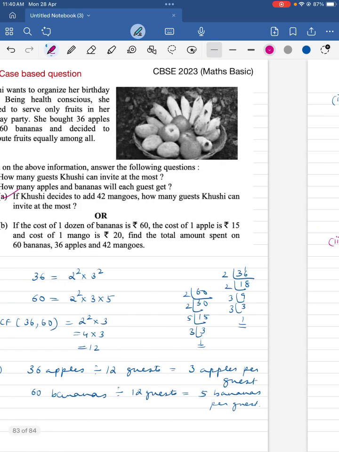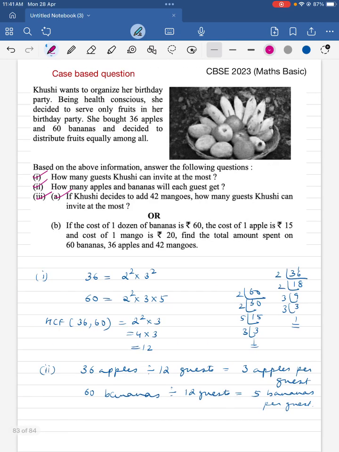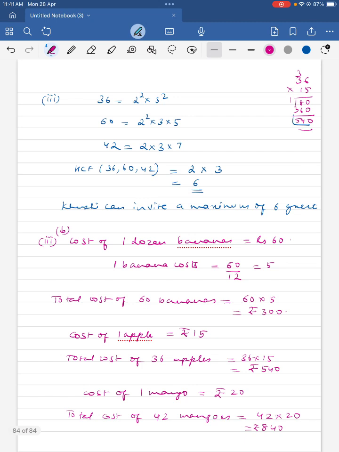Now we need to find the total amount she spent on all three together. So total amount would be equal to 300 plus 540 plus 840, which is 1680.